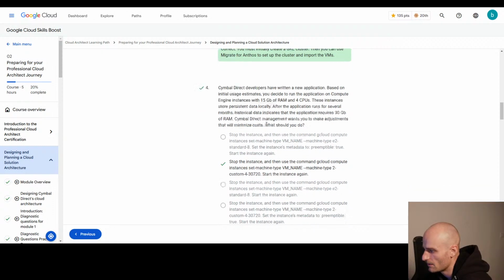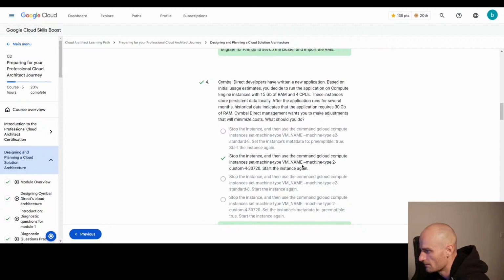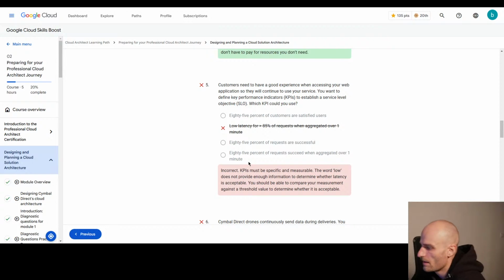Okay. Custom instances are a good way to optimize cost. You don't have to pay for resources you don't need. Okay, yeah, I understood that. Customers need to have a good experience when accessing your web application, so they will come to your service. You want to define key performance indicators. Which KPI could you use? Incorrect. KPIs must be specific and measurable.